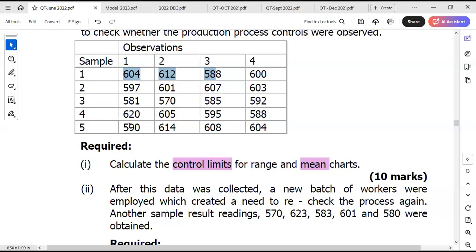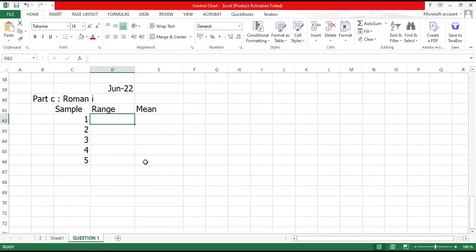Abel, on 5, the mean is 604. The mean or range? The mean. I went for mean first, sorry. 604 on 5, no 0.5. Yes, like that. Colleagues, you can also do it.